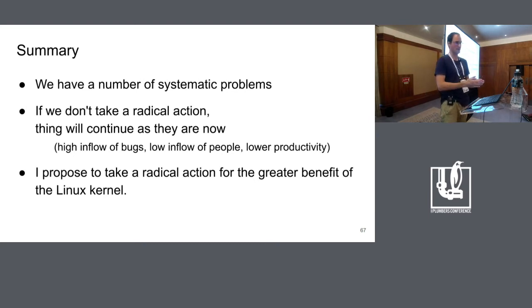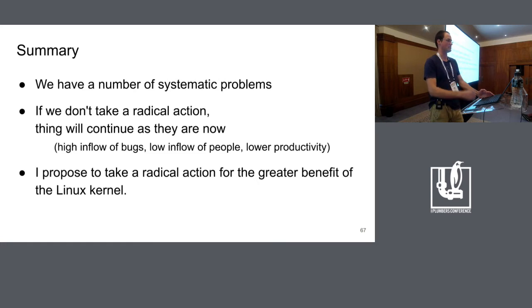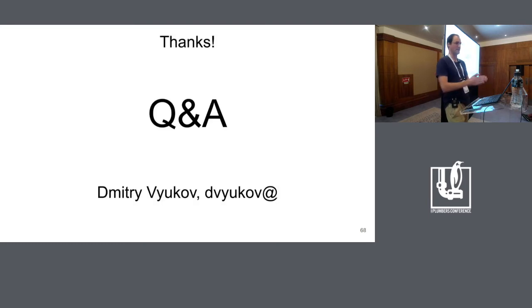So I propose that we take more radical action for the greater benefit of the Linux kernel, looking at the next decades of Linux growth. So think about, for example, 10 years from now, are we still on email processes and fighting with the same problems? And will it happen if we just continue doing small changes with no centralization? So now may be the right time for changes. And that's it. Thank you.